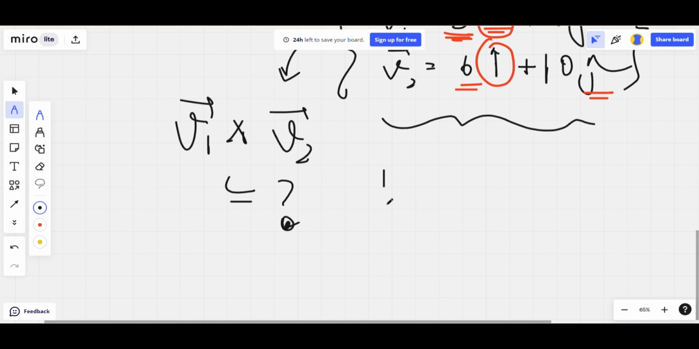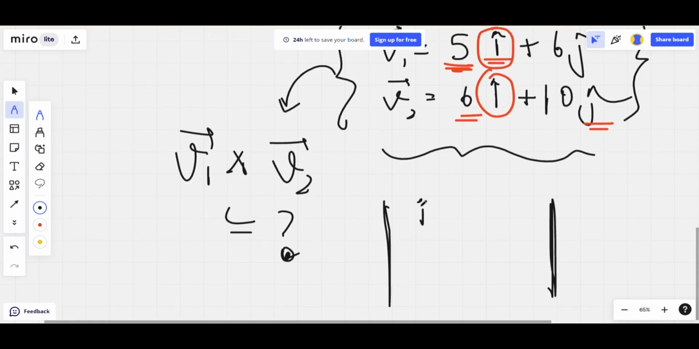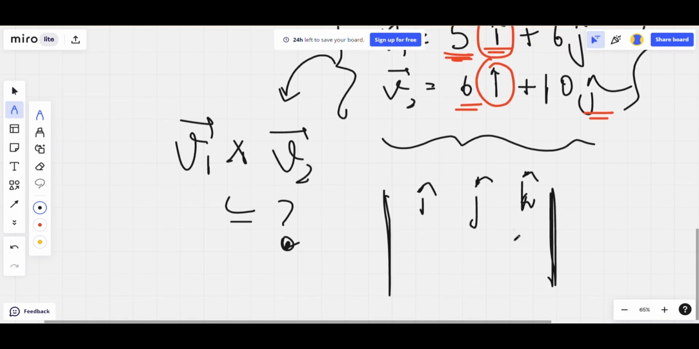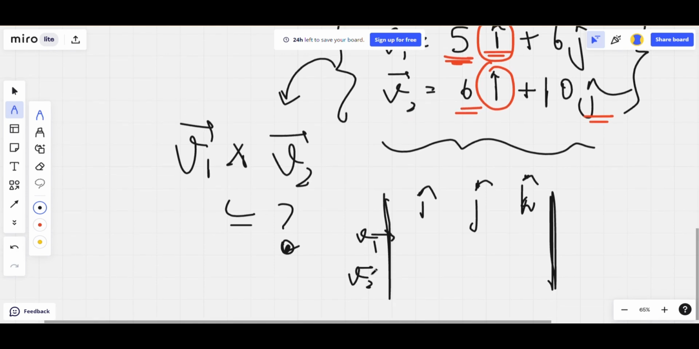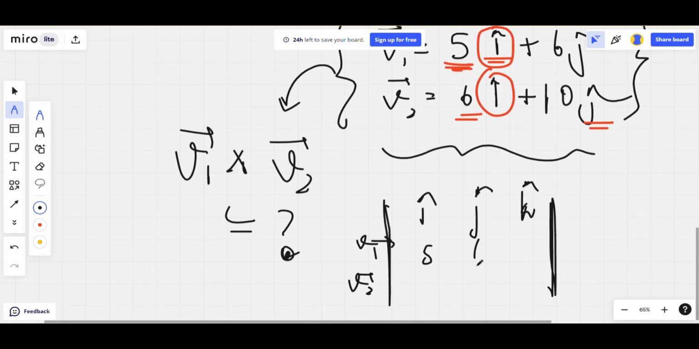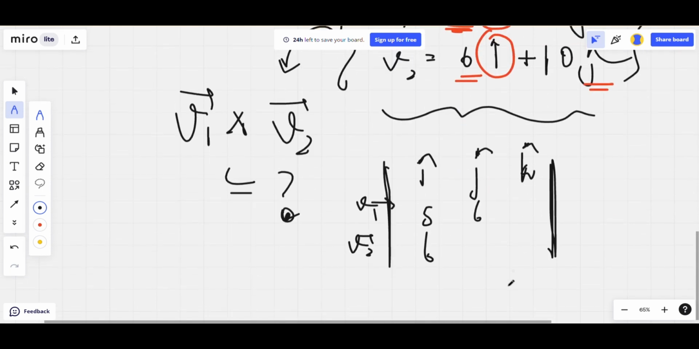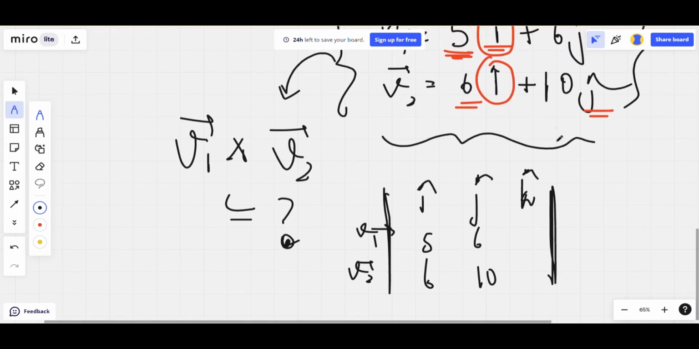What you do is you create a determinant, you place i, j, k cap over here, and then you place the values of each inside. So the values of vector 1 we put it here, values of vector 2 we put it here. What is the values of vector 1? 5 i cap, 6 j cap and 10. Both do not have values in the z-axis, so it'll go 0.